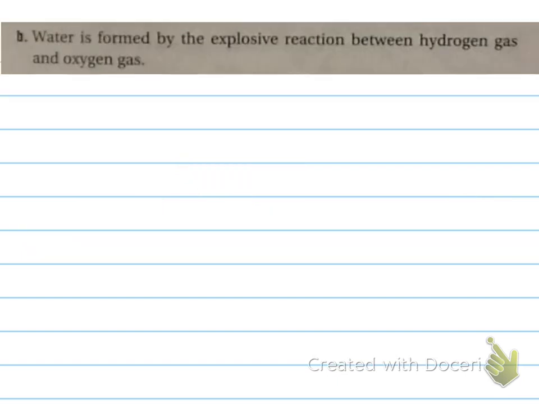Letter B, water is formed by the explosive reaction between hydrogen gas and oxygen gas. So again, here's my arrow. Water is formed. Formed, that means water is a product. By the explosive reaction, extra information, between hydrogen gas and oxygen gas. So this is hydrogen. Again, gas is extra information I don't need. Plus oxygen.